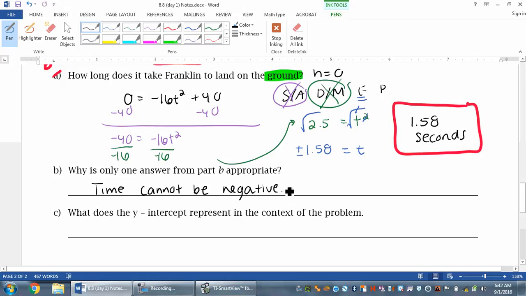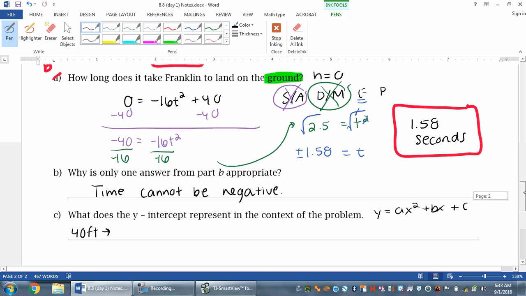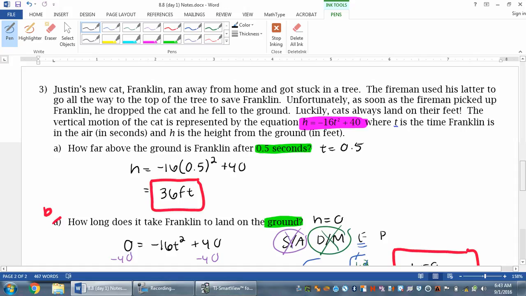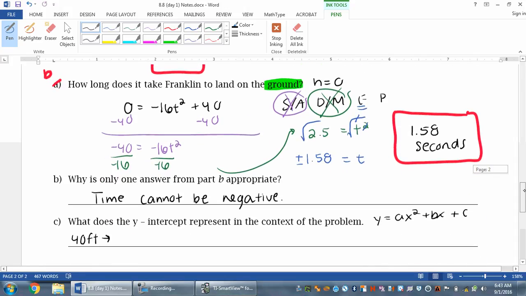Part B. What does the y-intercept represent in this specific problem? Remember, the y-intercept is always going to be c. So we'll see y equals ax squared plus c. What is c here? C represents 40. So 40 feet, what does that represent in the question? Remember, the y-intercept is always the starting point. So the way to think about it is, where did Franklin, the cat, start at? Franklin started at the top of the tree. So 40 feet represents the height of the tree.